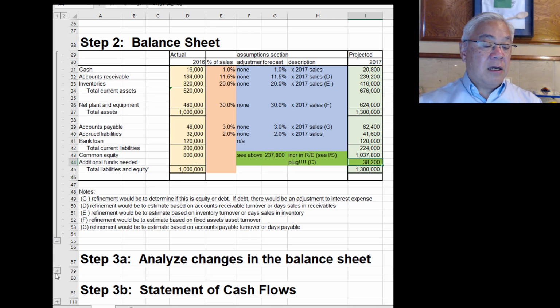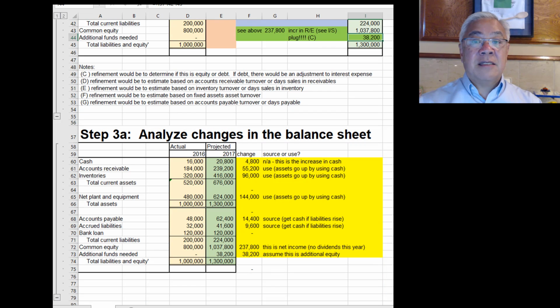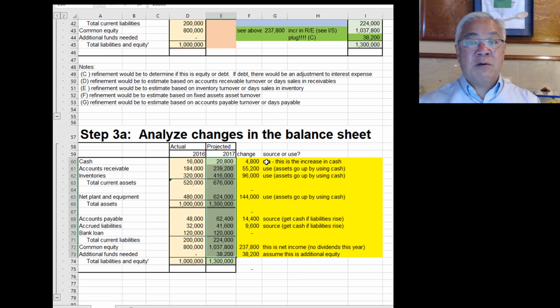Next, we want to look at our changes in the balance sheet in order to get to the statement of cash flows. This is a very simple one at this stage. Put side by side here last year's balance sheet and here the forecasted balance sheet, and simply take the change. And then what I did here was to just make a notation, whether it's a source or use. We did this in class the other day, and it's quite confusing for people to say, oh, inventory goes up, is that a source or use? Accounts payable goes up, is that a source or use? So let's go through those one by one.